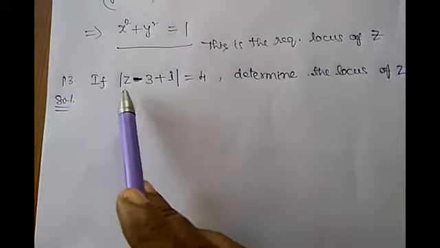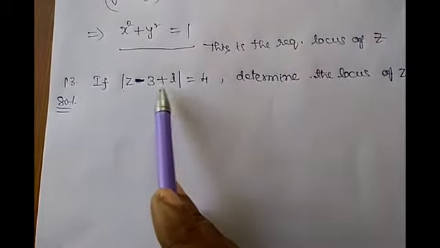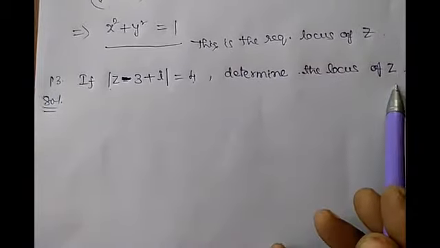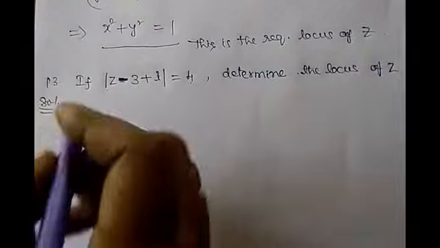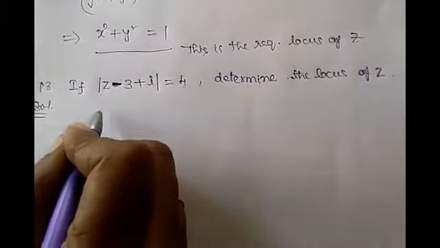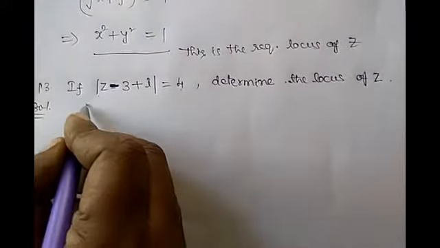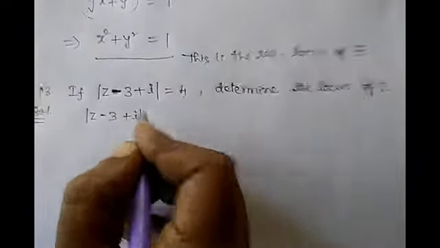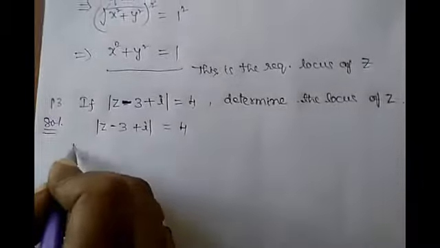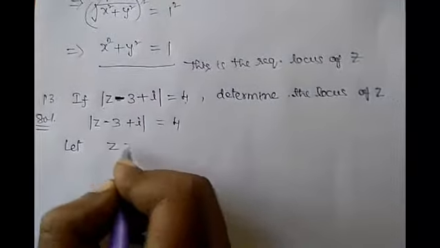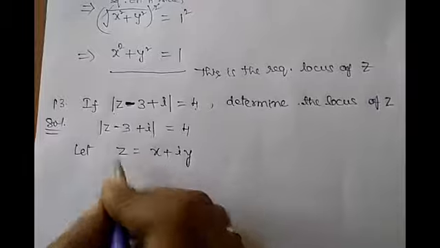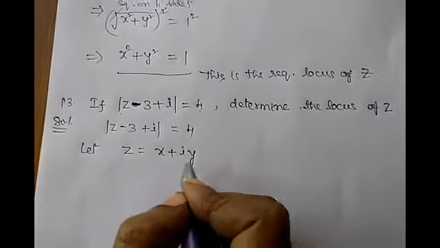Next problem, if modulus of z minus 3 plus i equal to 4, determine the locus of z. Given information, write the given information first. Modulus of z minus 3 plus i equal to 4. Let us assume z is equal to x plus iy. Here we are taking z is equal to x plus iy.